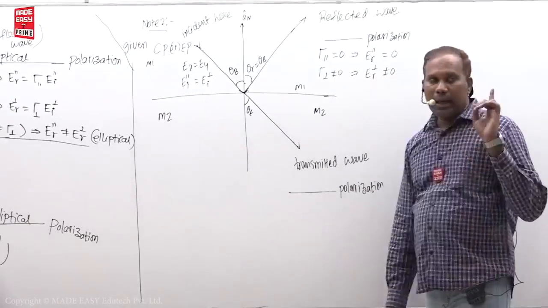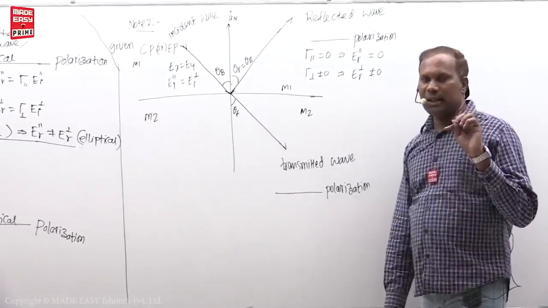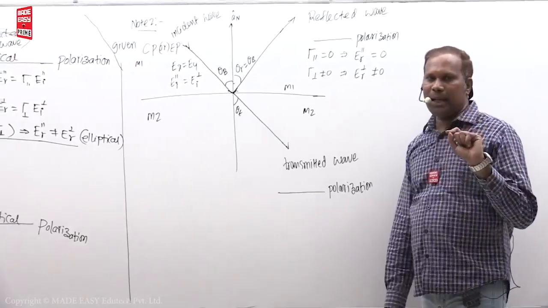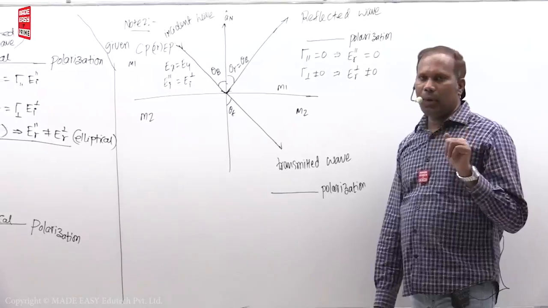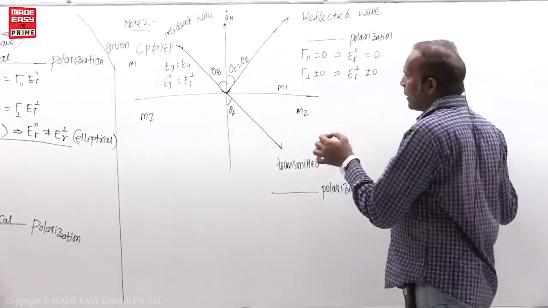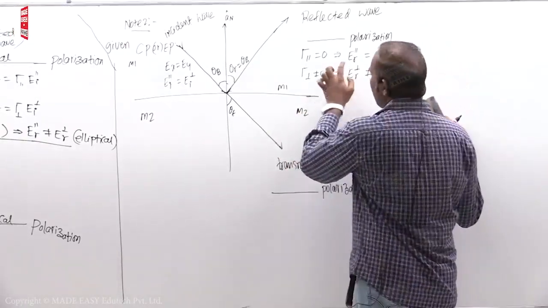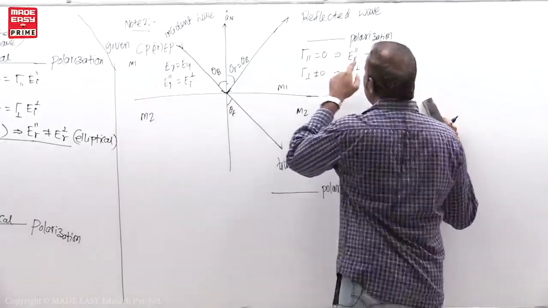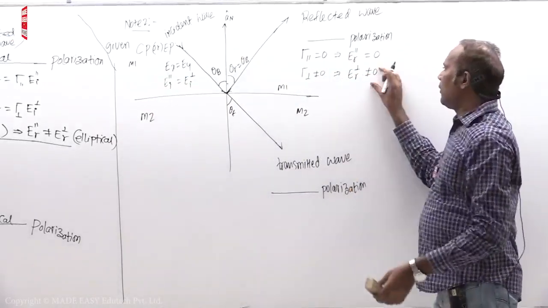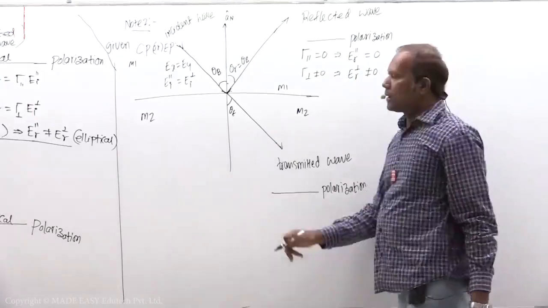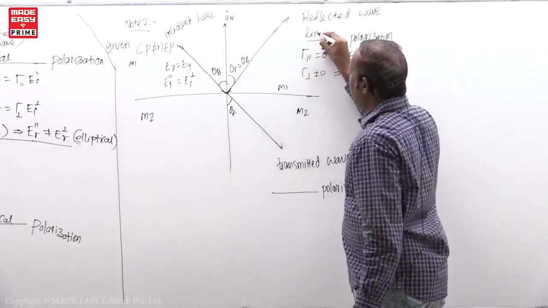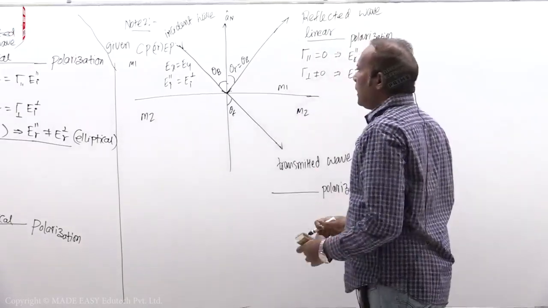I told you, case 1, case 2 in polarizations. Case 1: only the x component is there, or only the y component is there, then that is called linear polarization. So here if you take this x component, that will not be there. Only one component will be there here. If only one component is there, that is linear polarization, dear students. So this is linear polarization.